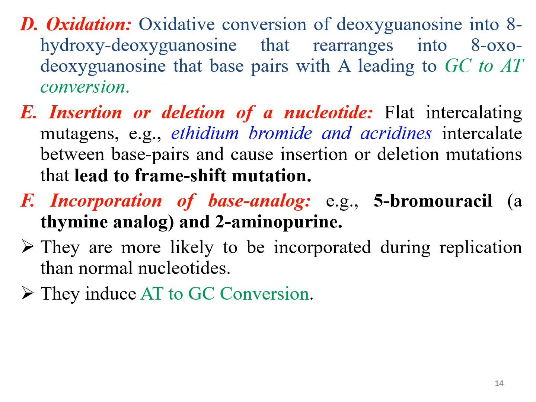The other one is incorporation of base analogs, for example 5-bromouracil, a thymine analog, and 2-aminopurine. This is also another cause of point mutation. They are more likely to be incorporated during replication than normal nucleotides, and they induce AT to GC conversion. This one is actually the reverse of oxidation. In both cases, they are the cause of point mutation.